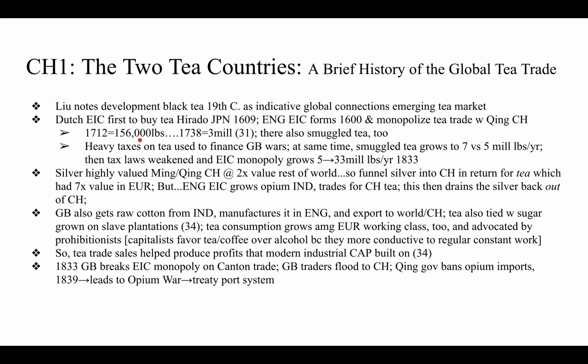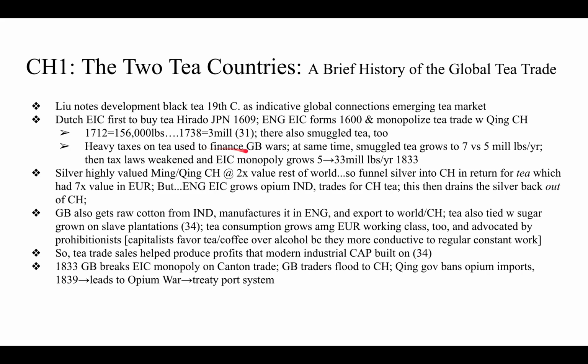Just to indicate the explosive growth of the tea market at this time, in 1712 there were 156,000 pounds being produced, and in 1738 it jumped to 3 million. And tea was also being smuggled. So these East India companies were monopolizing the tea trade, but other companies were smuggling it as well, so production was probably even higher.